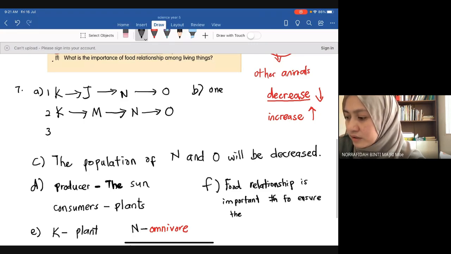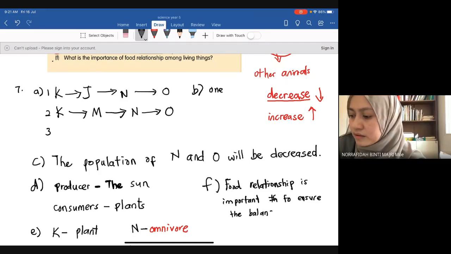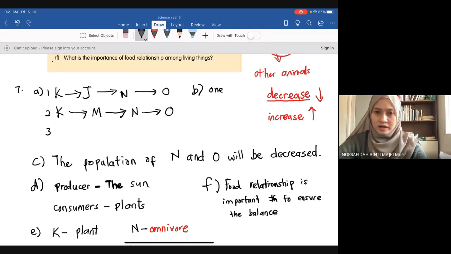Have you finished this one already? Yes. Okay. If you haven't finished, it's okay. You can copy. If I am too fast, I will screenshot for you and send it in the group, so that you can just copy down.